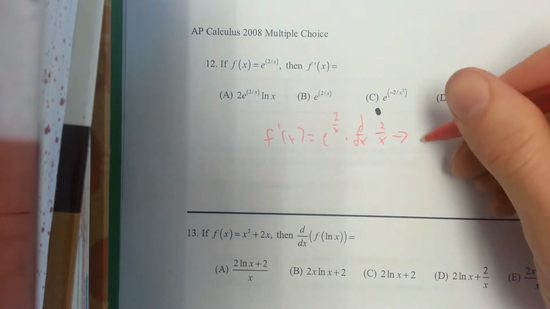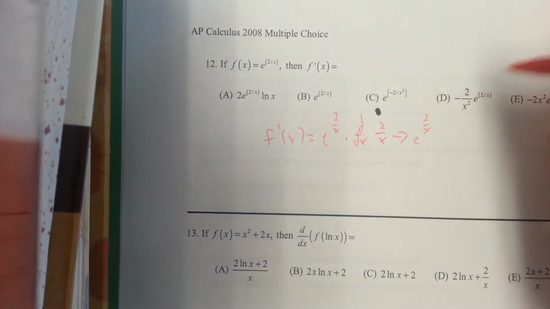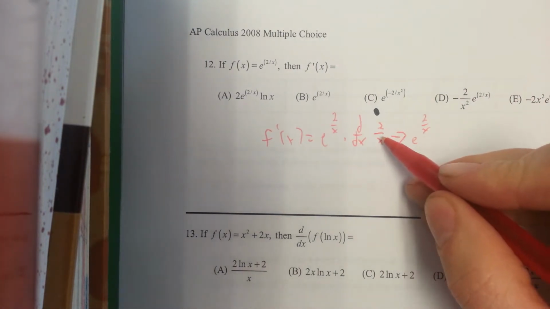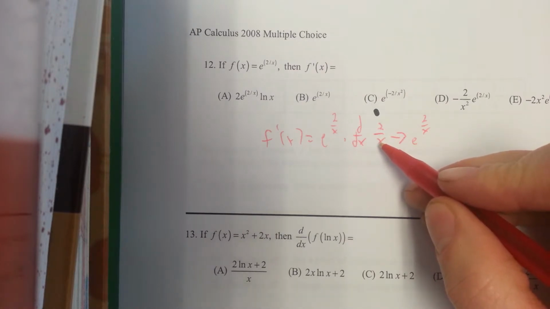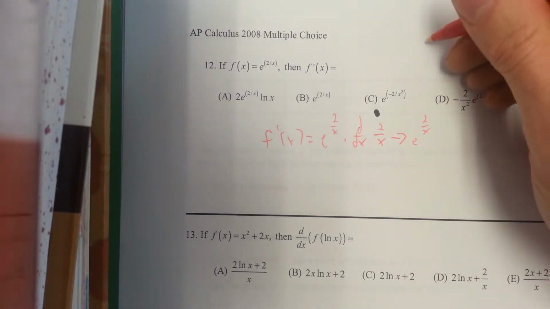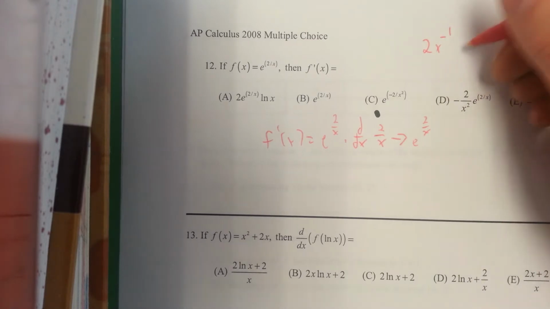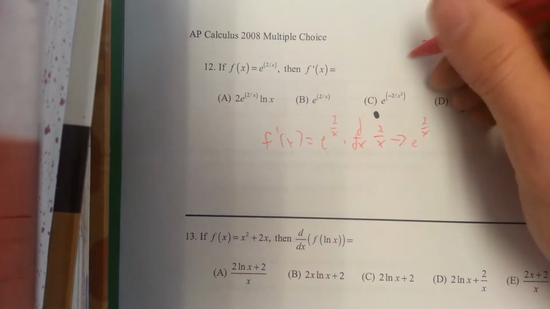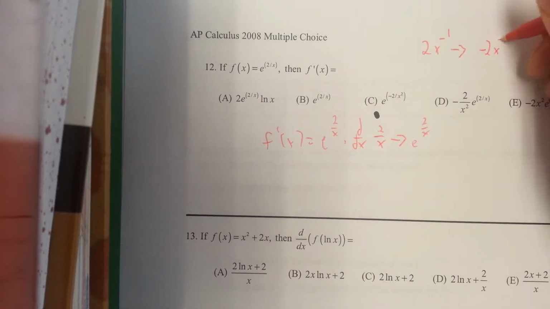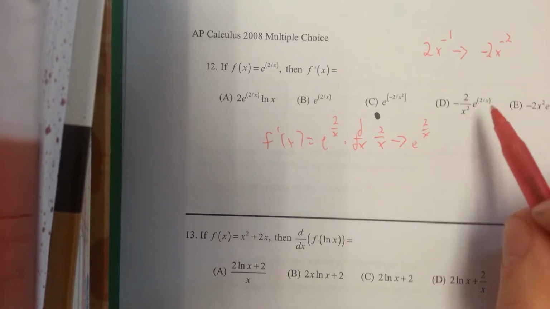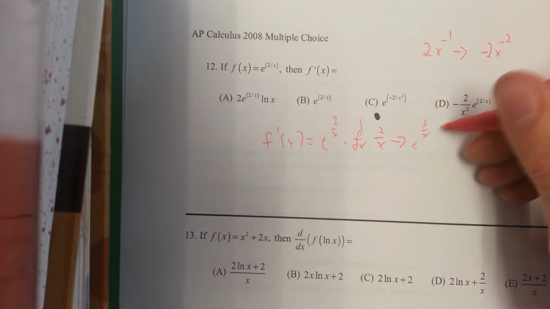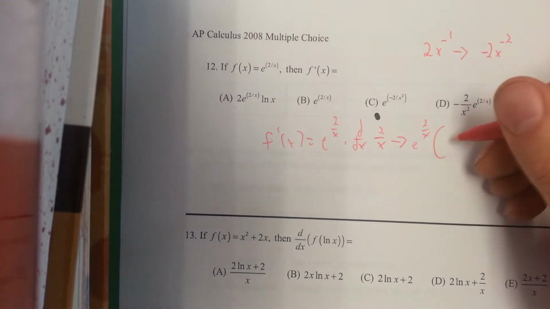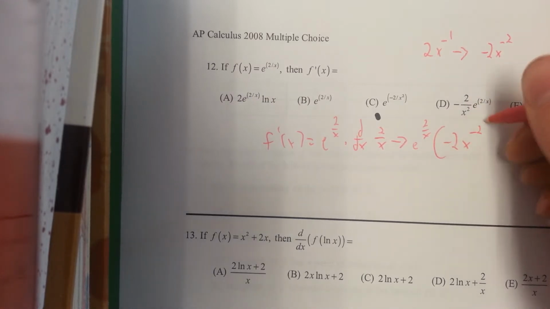So what does that become? Well, that's e to the 2 over x. That's no problem. The derivative of 2 over x. Okay, so I'm going to come up here and I'm going to rewrite that. So 2 over x is the same thing as 2x to the negative 1. Now I want the derivative of that. So the negative comes down, negative 2, and it's x to the negative 2, just like that. So I say to myself, oh, okay. So I multiply it by the derivative, which is this here. It's negative 2x to the negative 2, just like that.